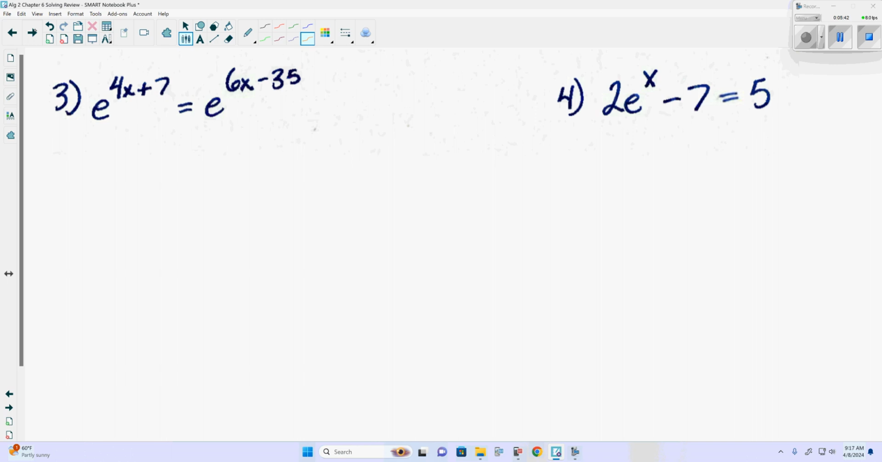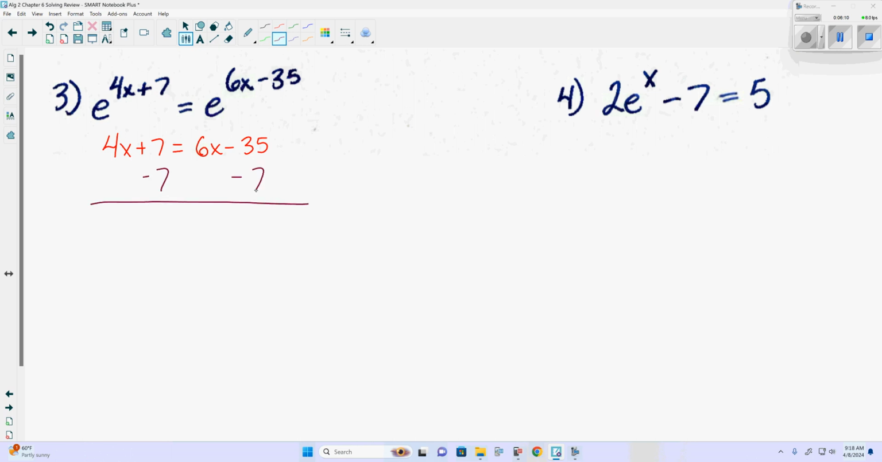Let's look at number 3. E to the 4x plus 7 is equal to e to the 6x minus 35. Wait a minute. Are the bases the same? Does it matter that it's e? No. It still means that our exponents have to be equal. If the bases are the same, the exponents have to be equal. Now we just need to solve for the value of x.